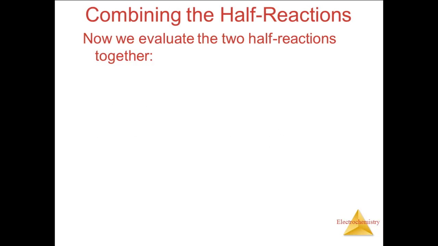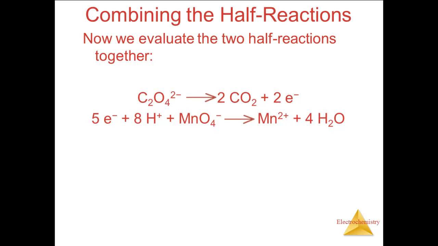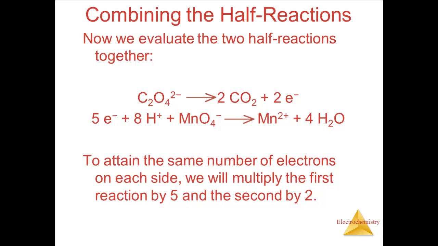Now that the 2 half reactions are done, we evaluate them together. Note that 1 half reaction has the electrons on the left and 1 has them on the right. This must be the case. To make the number of electrons equal on the 2 sides, we find the lowest common multiple, 10, and get the number of electrons in both half reactions to that number. In this case, we multiply the first equation by 5 and the second by 2.